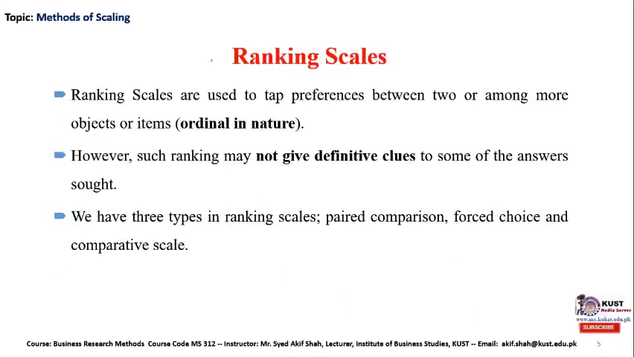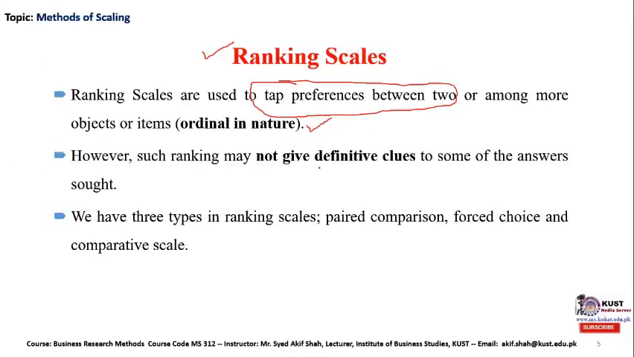Let's discuss the ranking scale in detail. The ranking scales are used to tap preferences between two or among more objects or items. As we are dealing with preferences and choices amongst the objects or events, this ranking scale is ordinal in nature because we are ranking or prioritizing the different responses provided by the respondents.